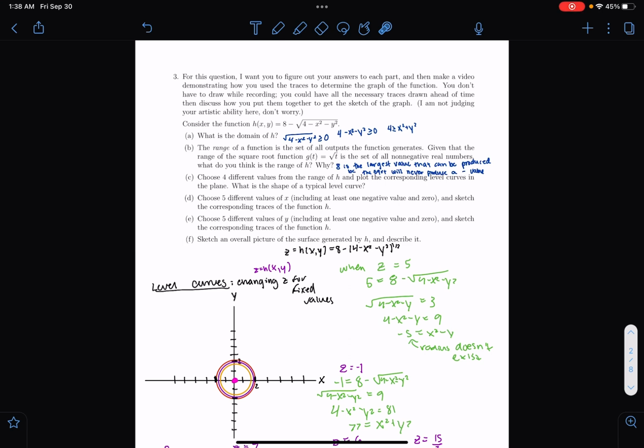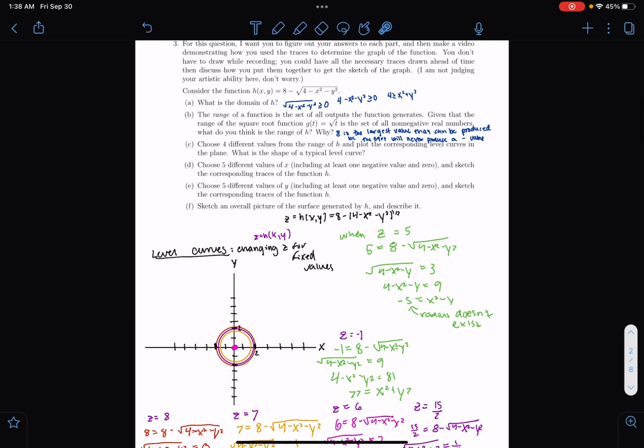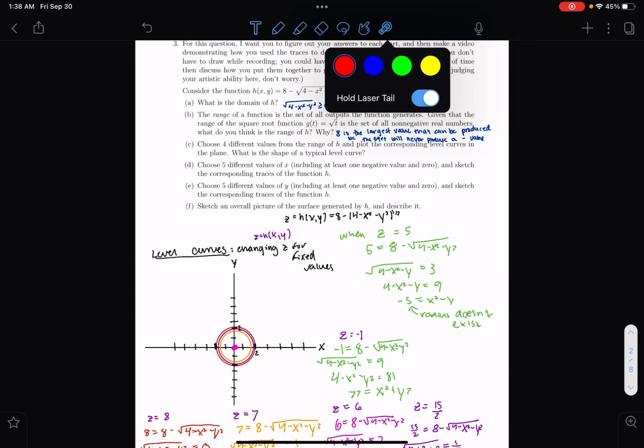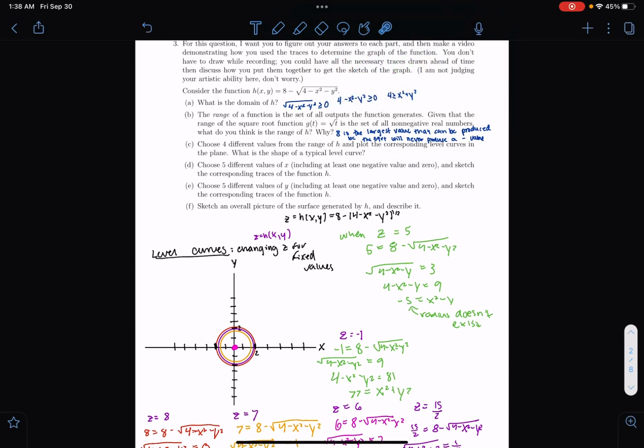Alright, so to start off, looking at the domain of H, we don't want the square root of 4 minus x squared minus y squared to give us a negative value, because you can't take the square root of a negative value. So we can go ahead and write this inequality here.